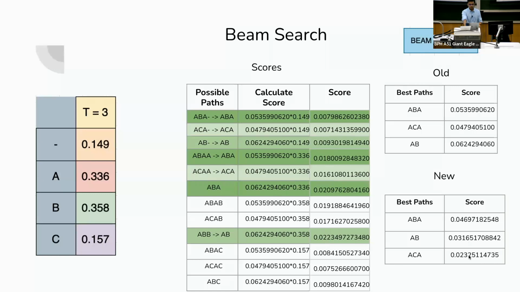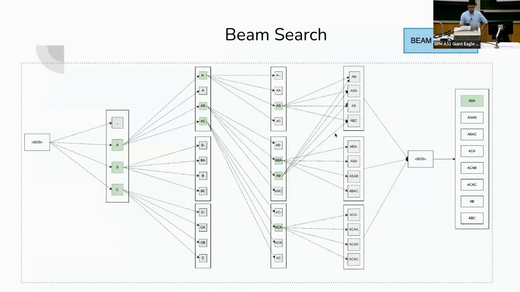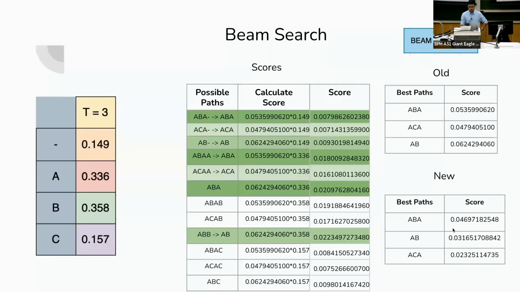Since this is our terminal time, since we are at the end of sequence, we find that ABA was the one that got decoded as our best path here. If you remember in greedy search, we got something like ABAB, whereas now we are getting something like ABA. So that tells you how that short-sighted nature is probably not the best in decoding strategies.